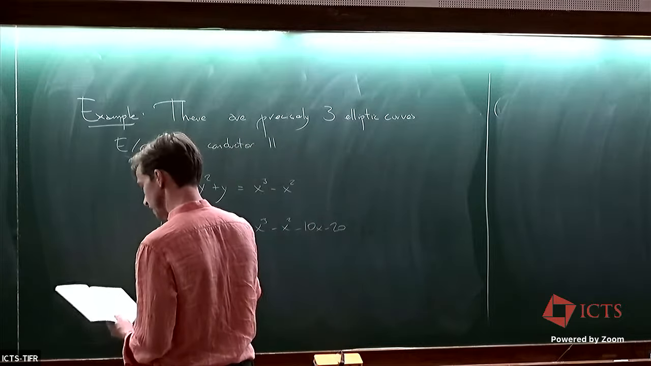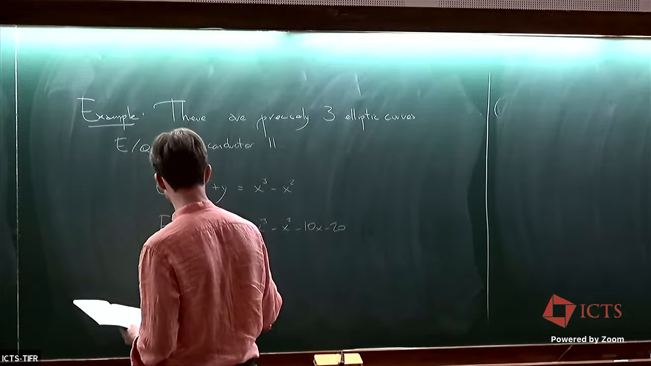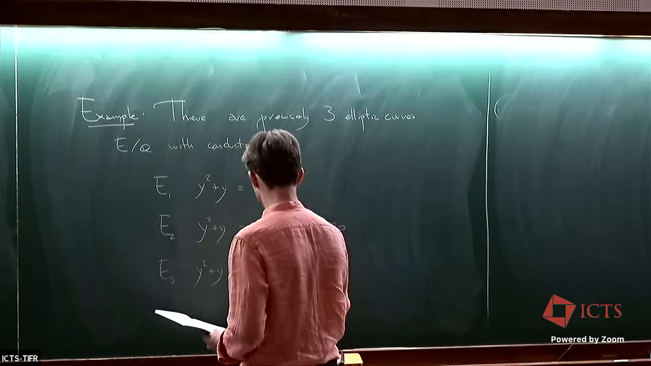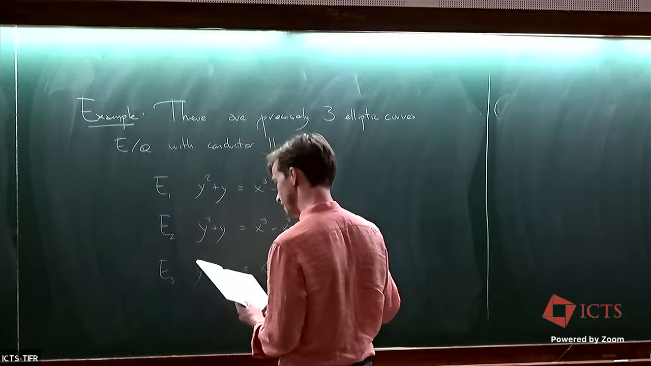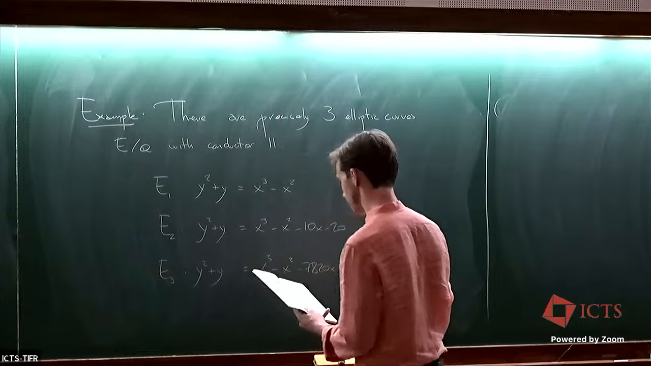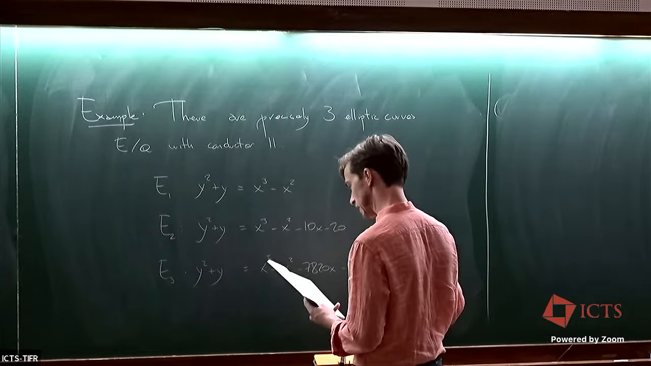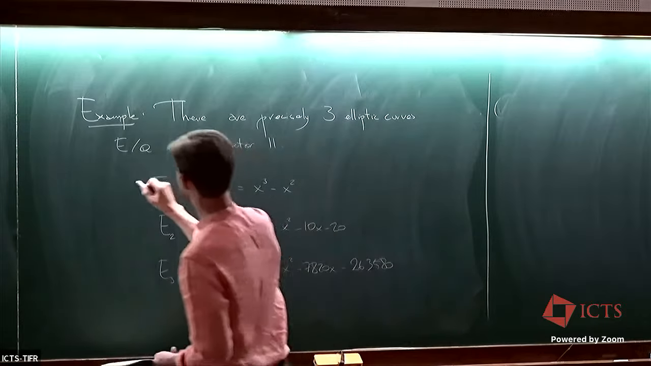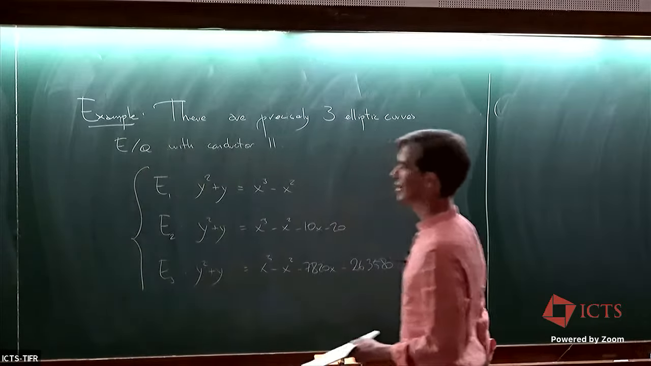And then there's an E3, which probably I don't want to write down, but well, why not? x cubed minus x squared, and you see this one is quite a bit bigger. 7,820x. Please don't write this down, it's in the notes. So 263580. There you go. Now you have them. These are their equations.